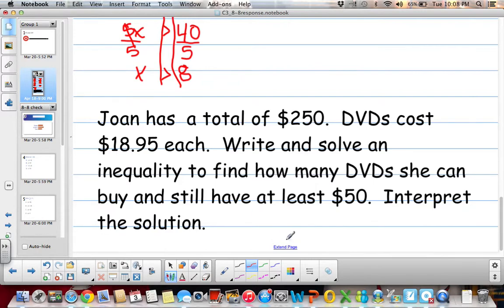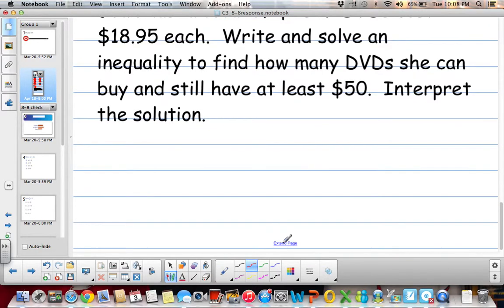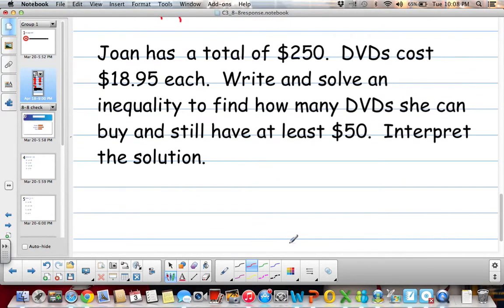Okay, Joan has a total of $250. DVDs cost $18.95 each. Write and solve an inequality to find how many DVDs she can buy and still have at least $50. So we know that each DVD is $18.95. And we'll label our DVDs with a D. We also want to know that whatever the cost is after she buys her DVDs, she has to have $50 left over.